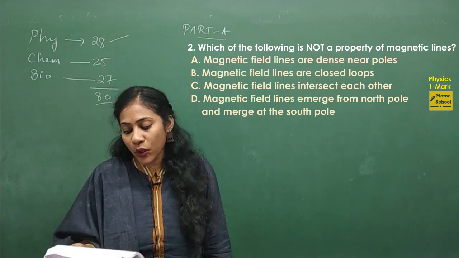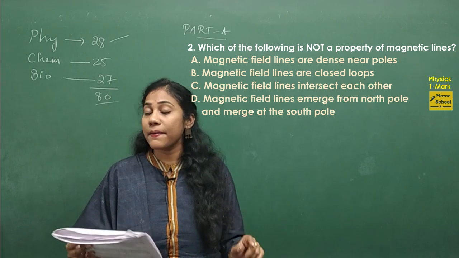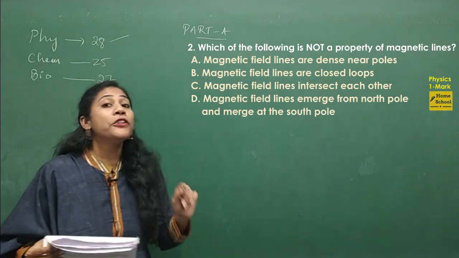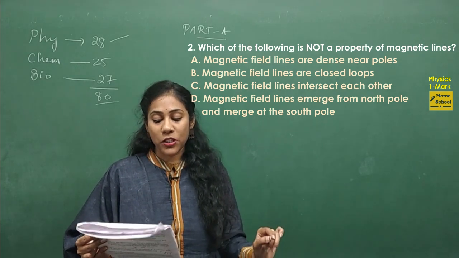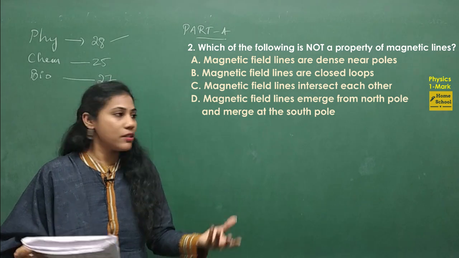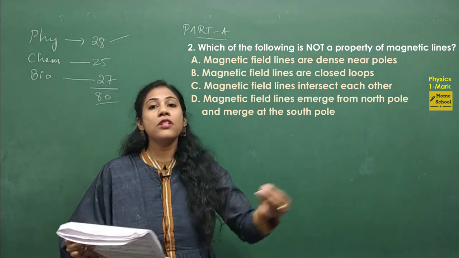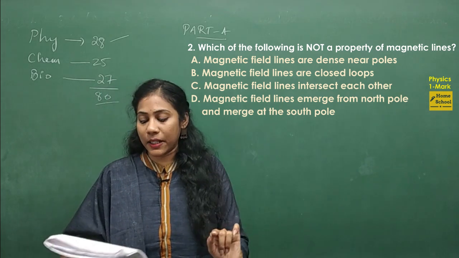Which of the following is not a property of magnetic lines? Listen carefully. Not a property of magnetic field lines. First option, magnetic field lines are dense near the poles. So definitely near the poles, magnetic field lines are very much strong. This is a correct statement.